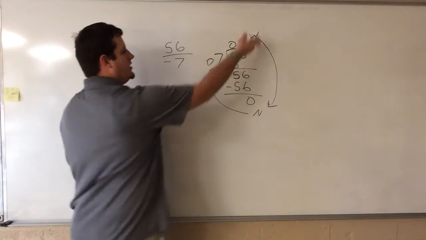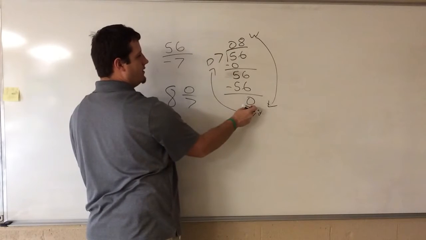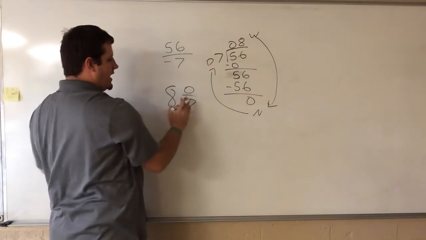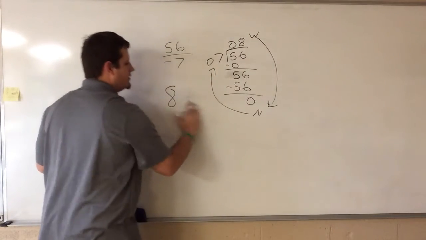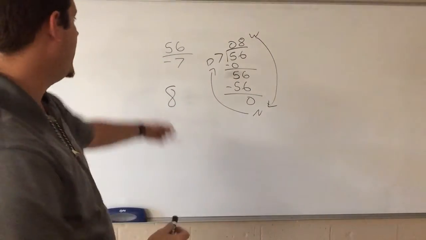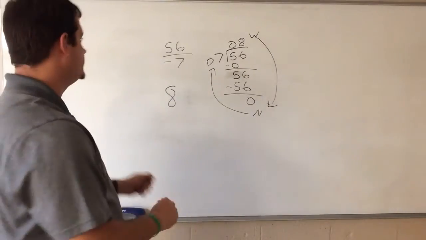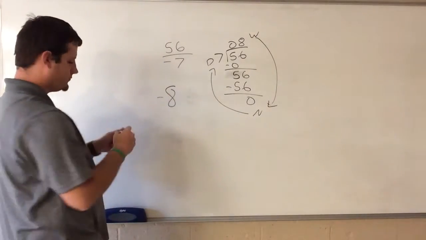So whenever I do a division problem and I end up with a 0 after I subtract, this has no value. So I can act like that's not there. Since there's no value, just don't put it there. So 8. Now what's the last question I asked myself? What's the sign of my answer? Negative. All right.